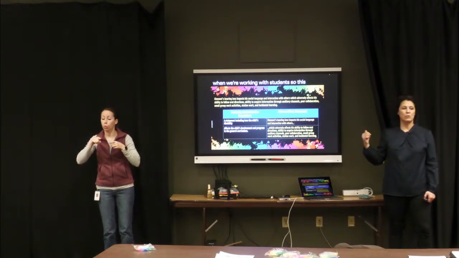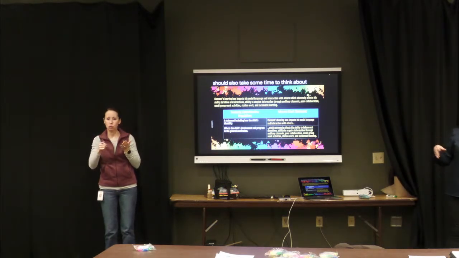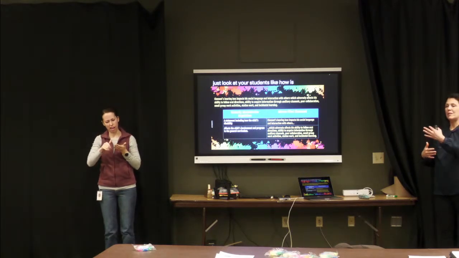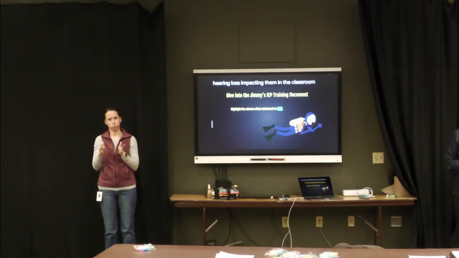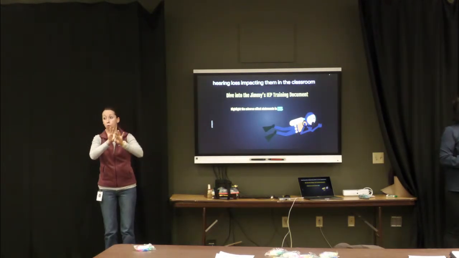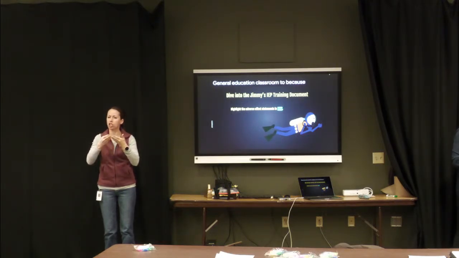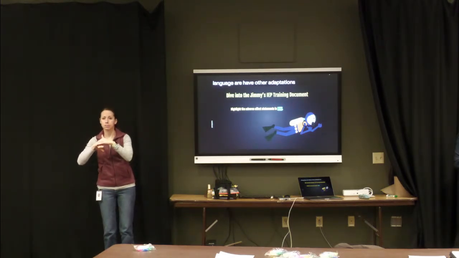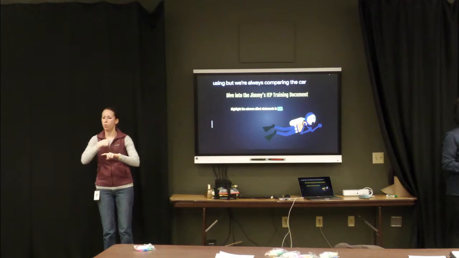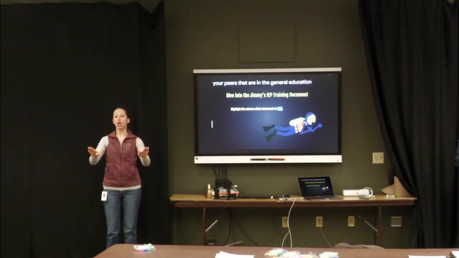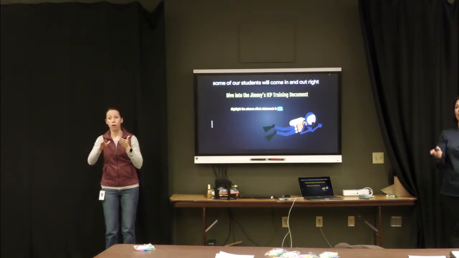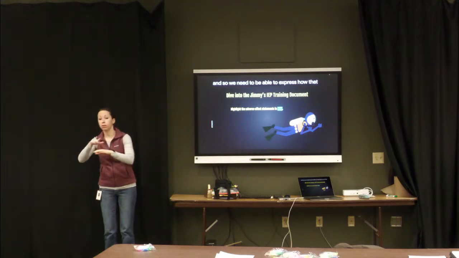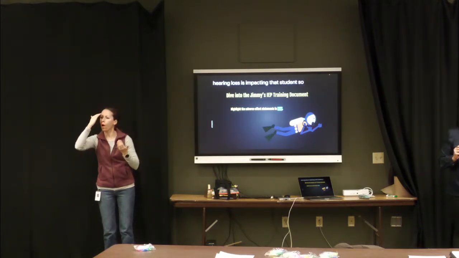So this should also take some time to think about it. Just look at your students, like how is their hearing loss impacting them in the classroom? And importantly, how would it impact them in the general education classroom too? Because here they're going to have peers that also know sign language or have other adaptations that they're using, but we're always comparing them back to their peers that are in the general education classroom. And some of our students will come in and out, right? So we need to be able to express how that hearing loss is impacting that student.